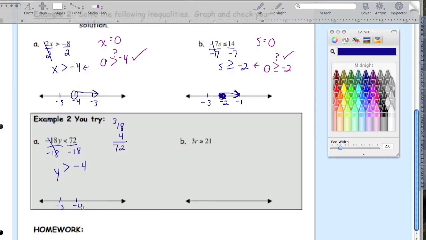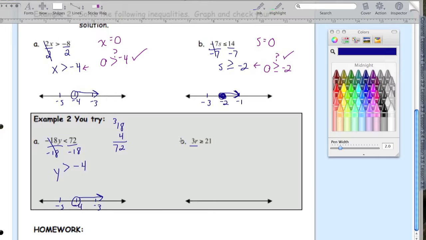Negative 5, negative 4, negative 3. It's going to be an open circle shaded to the right. For these two, I'm not going to practice them for time's sake, but again, substitute in values to check, but I would definitely recommend you do that on a quiz. Better you check it than I check it and have to mark it wrong.